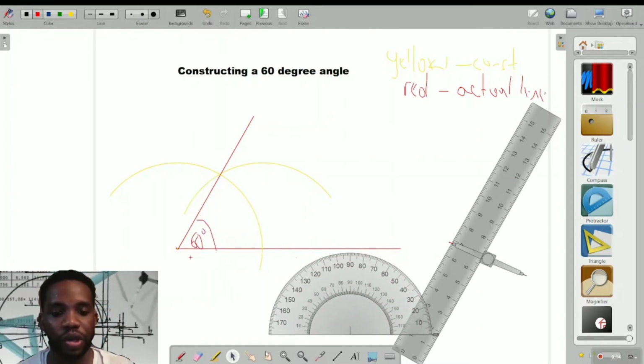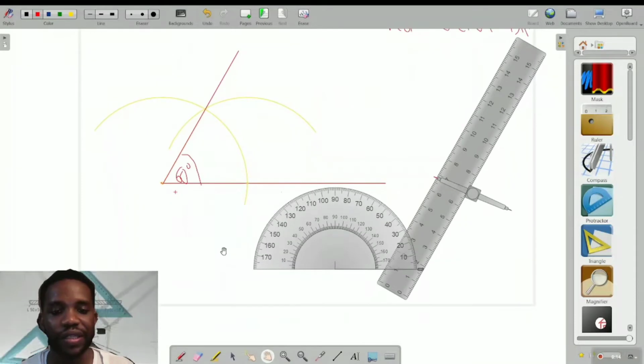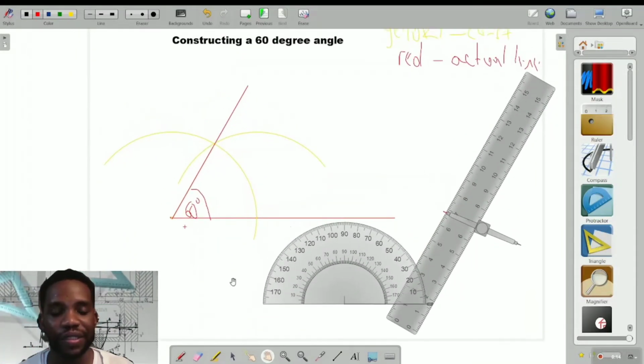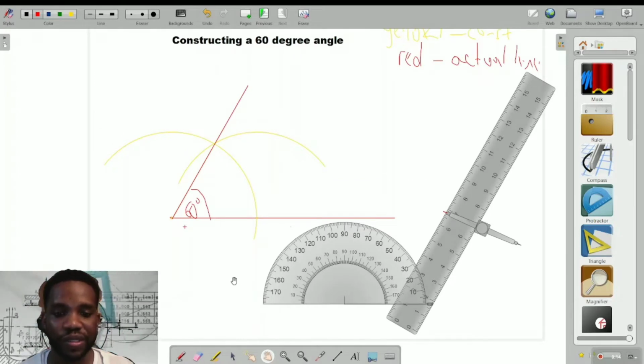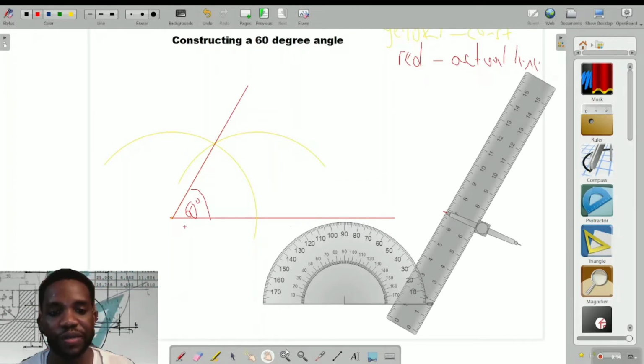Now, once you have the 60, we'll do what is called a bisection of the 60 degrees to get my 30 degrees. But just to make sure you understand the process, I'm going to do the 30 degrees from scratch.